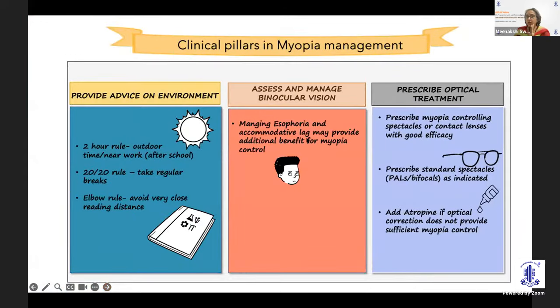All right. Now, you know who is at a risk for developing myopia. You also know who is going to progress. You know what the genetic factors are, what they determine, what the environmental factors are that determine who becomes myopic. And now you have to manage the myopia. So this is just one poster that talks about how to manage.